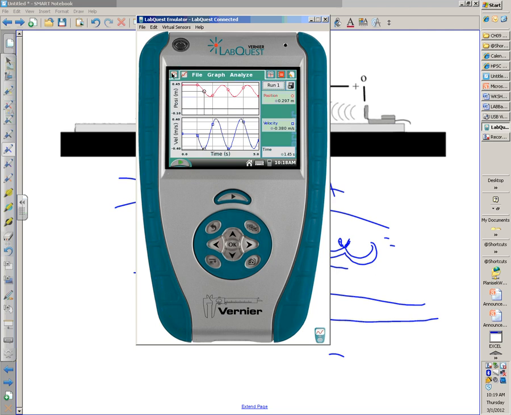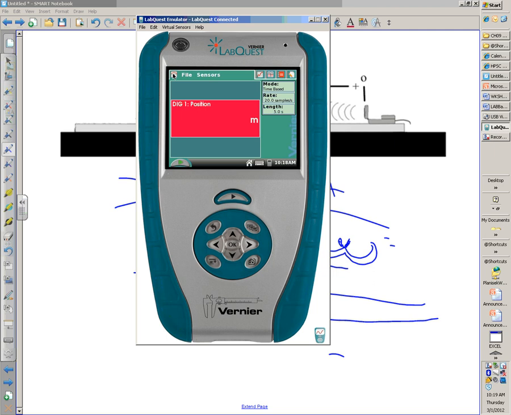Would it mess up the motion detector if I talk to it for the sound? Maybe a little bit, but it's looking for waves. Is it really high? No, it's really not. All right, let's discuss.